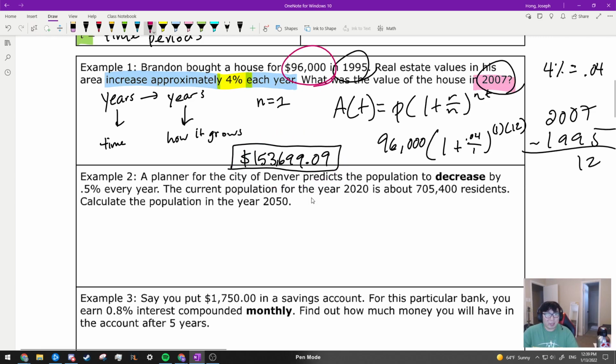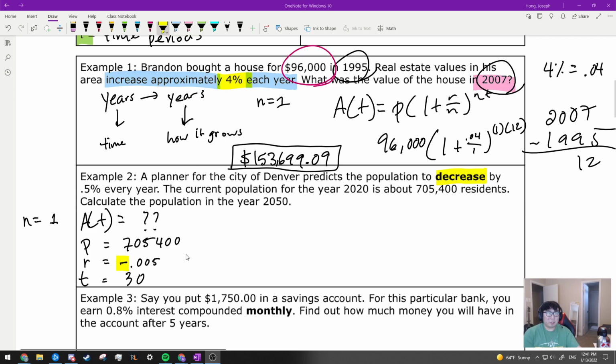I would like for you to try number 2, but number 2 is talking about decreasing. So I guess what I would like for you to do is to label all of your variables. So A(t), principal, rate, time, n. These are the variables I would like for you to try to label. So let me give you some time in 5, 4, 3, 2, 1, and you can resume the video now.